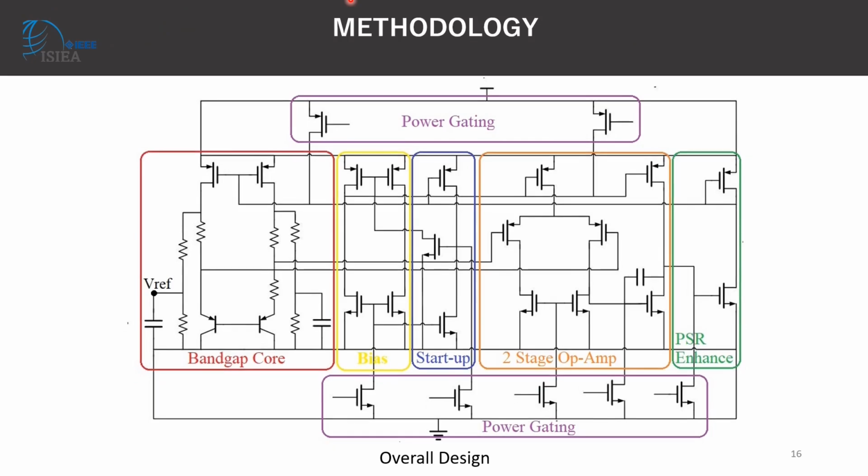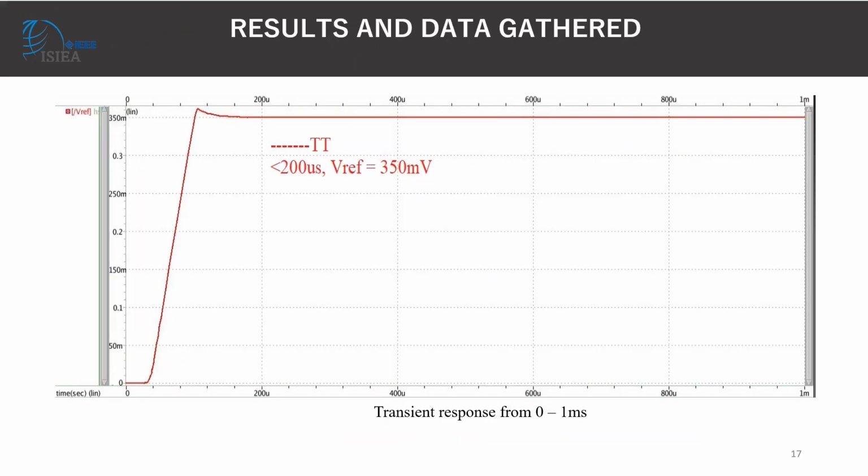The bandgap voltage reference. So for the results and data gathered, we have first the transient simulation. It is carried out to check the transient response of the voltage reference circuit. This is a crucial step to ensure that the design can start up and power down properly right after the supply is changed. As you can see, we have a span of transient response from 0 to 1 milliseconds, and at 100 microseconds, the circuit is able to stabilize at 350 millivolts after the supply voltage is ramped.